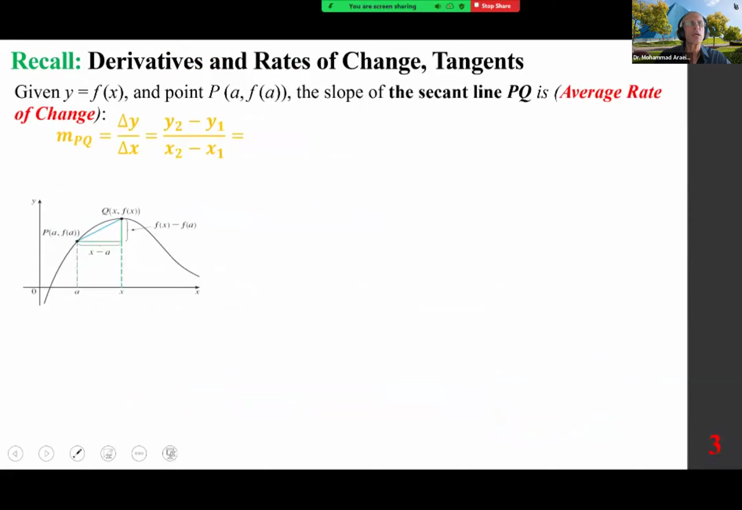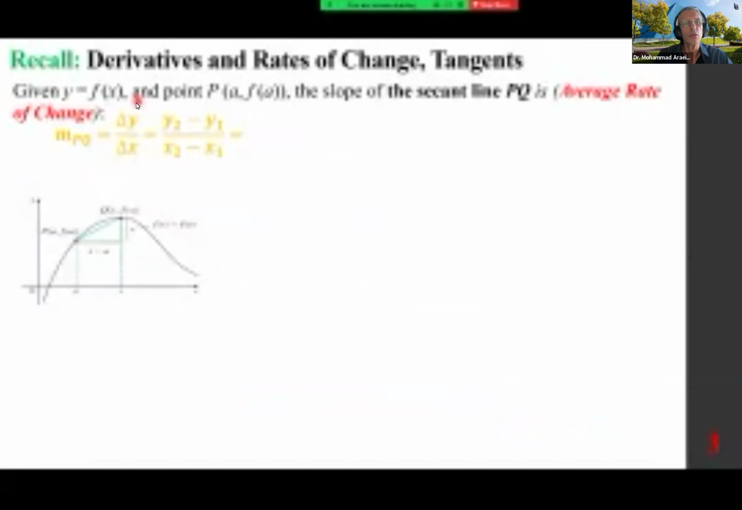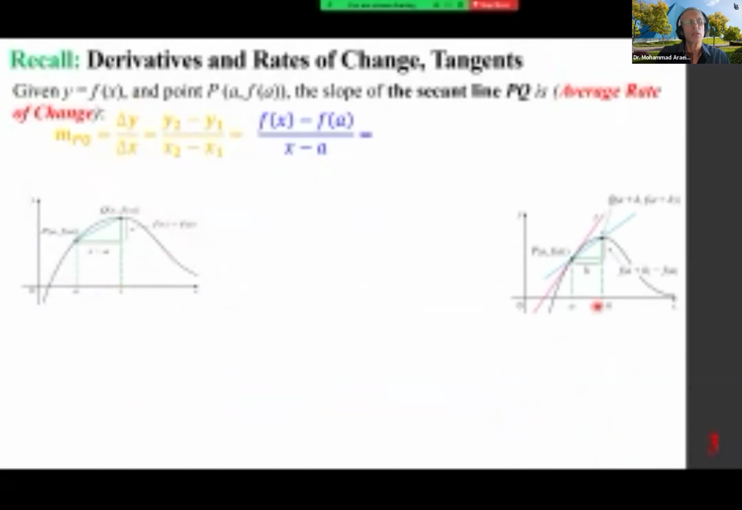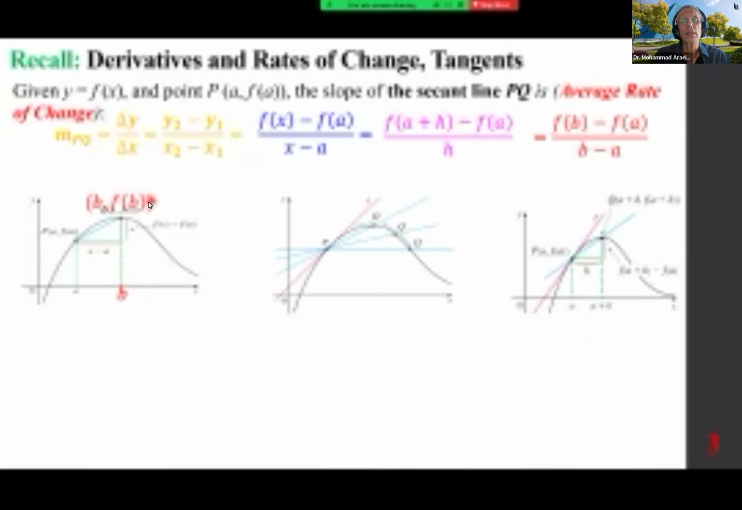Reminding you again of what we have seen, given y equals f of x and a point (a, f(a)), when you connect the two, the line PQ is a secant line, and we can calculate the slope, rise over run. For example, (f(x) minus f(a)) over (x minus a) here. With this one, this is a, and this distance, we call it h, becomes (f(a plus h) minus f(a)) over h. If the name of this point becomes b instead of x, it's (f(b) minus f(a)) over (b minus a). All of them are just a good old rise over run. And that's not a big deal.